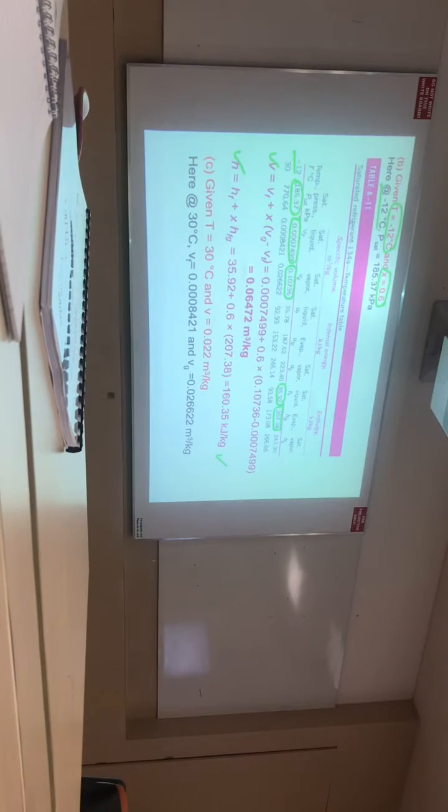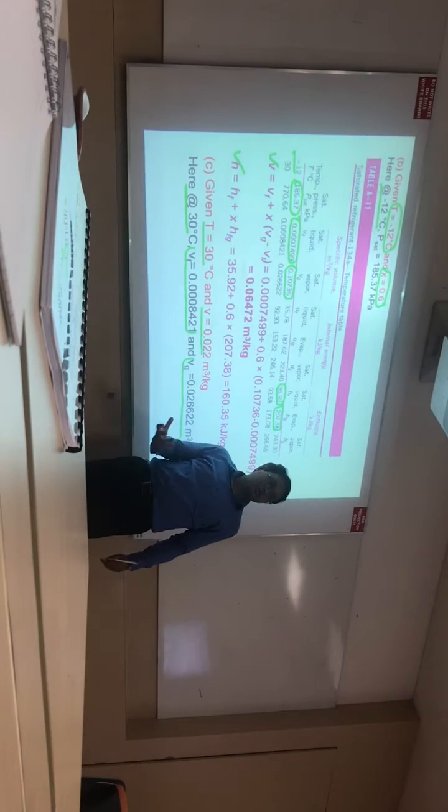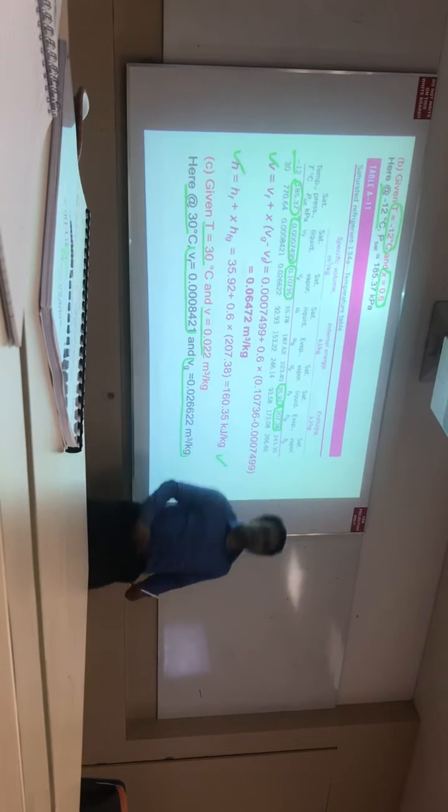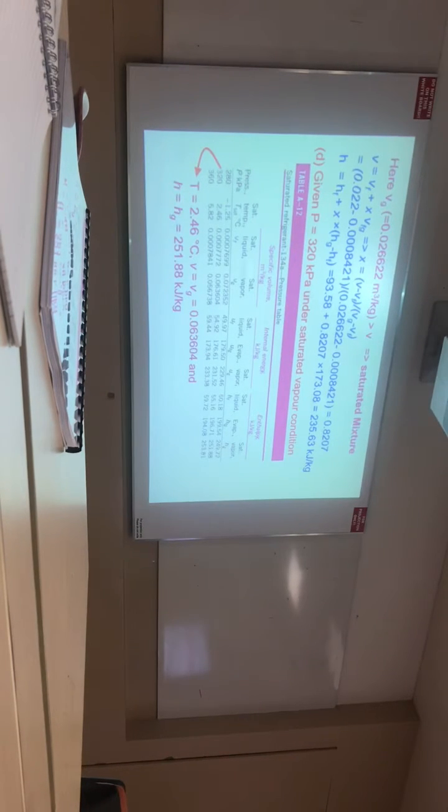Question number C. Temperature and specific volume are given. At the given temperature, you can calculate VF. You can calculate VG. So what you can see, this point is found between this one and that one. So liquid plus vapor. Then V becomes VF plus X times VFG. X becomes V minus VF over VFG, and finally you can get the quality X. After that you substitute the value of X, then you can calculate H.